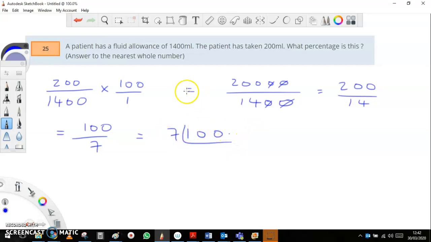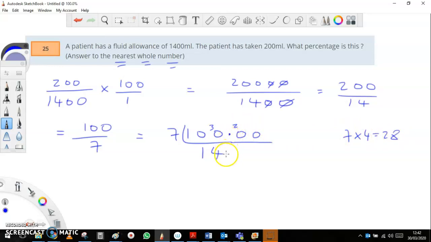Now, we're asked for the nearest whole number. So that's a clue that we're going to need a decimal here. We're going to need one place of decimals really to figure out the nearest whole number. So we'll write it as 100.00. 7 into 1 doesn't go. 7 into 10 goes once and 3 over. 7 into 30 goes 4 times and 2 over, because 7 times 4 equals 28.